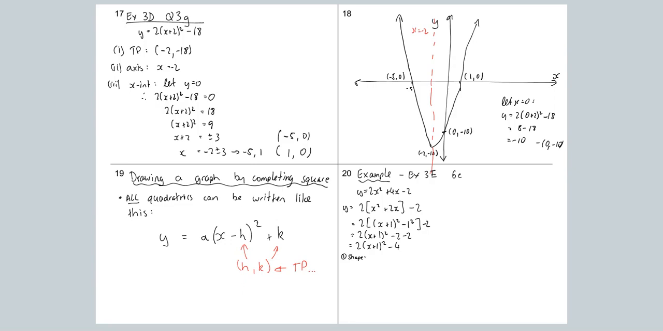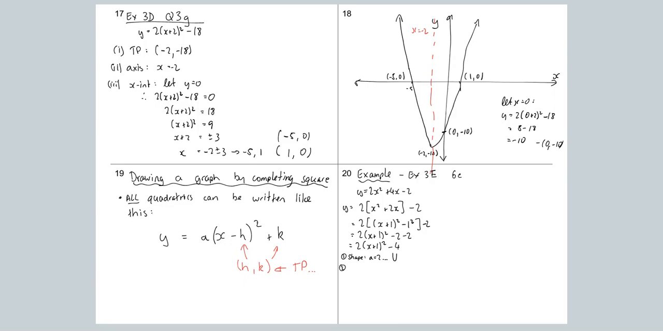Now, number 1, the shape of the graph. That's often what it's called. The shape, we've got a equals 2. Therefore, it's going to be a smiley graph. It's going to be concave up. It's also going to be quite thin as well.